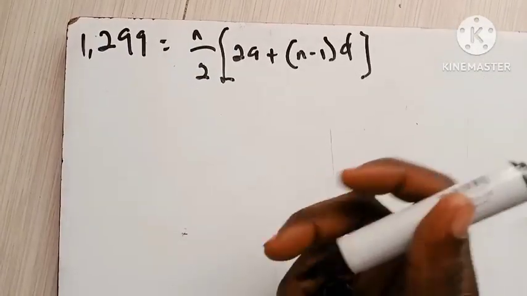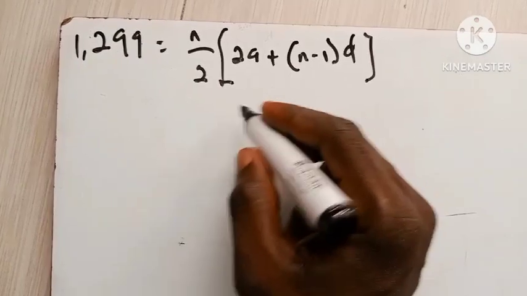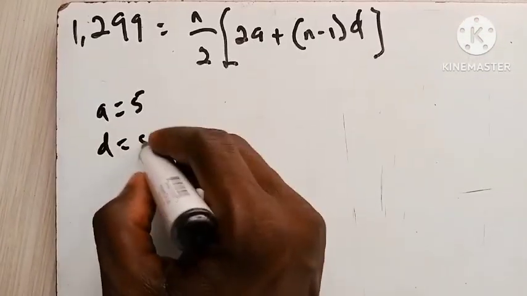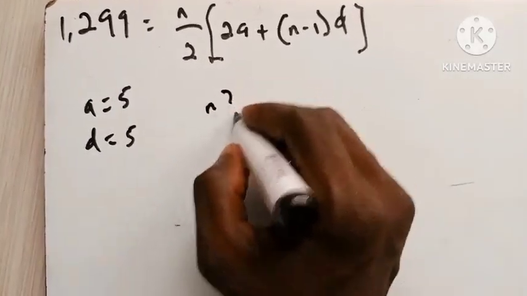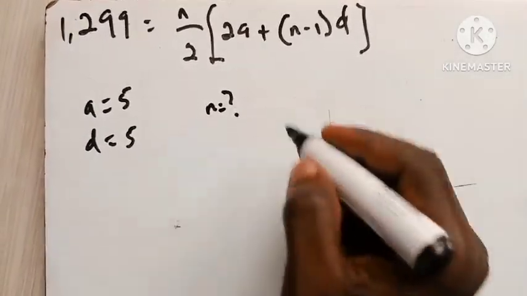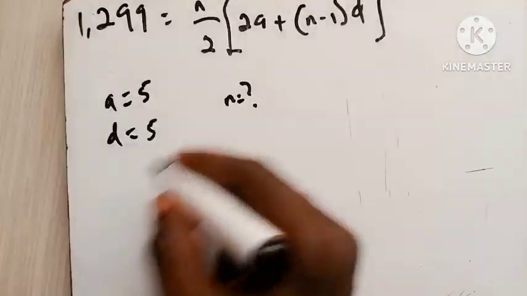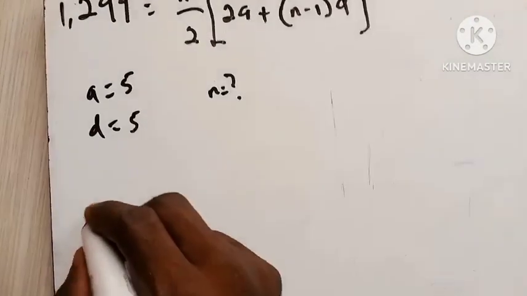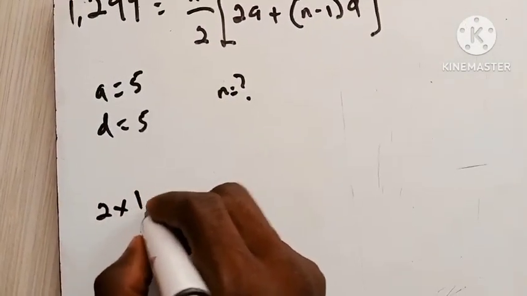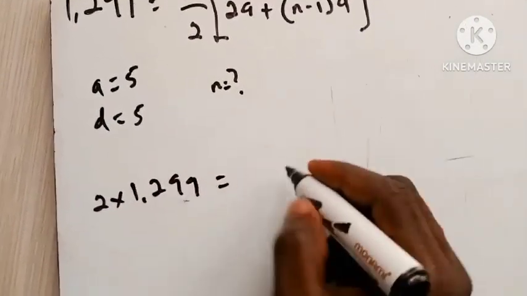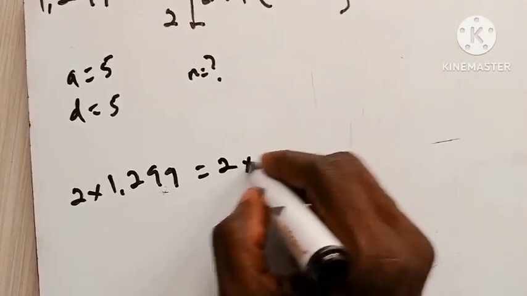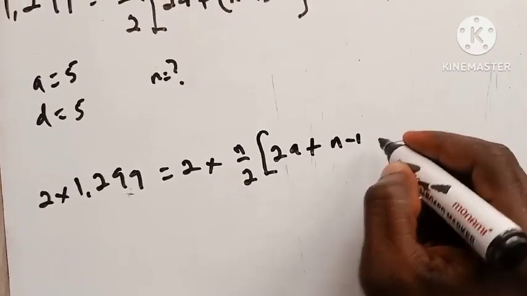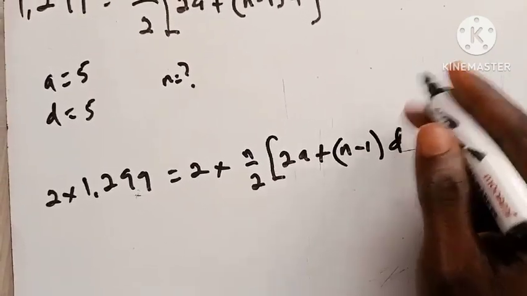Now back to the mathematics term here, we have a equal to 5, and then we also have d equal to 5. Then we are looking for the n here, which is the number of days, right? So n is exactly what we are looking for. So how do you do this calculation manually? So this is 2 here, so you are going to use the 2 to multiply everywhere. So 2 multiplied by 1,299, everything is going to be equal to 2 multiplied by n on 2, right? So 2a plus n minus 1 in brackets d, where d is 5, right?